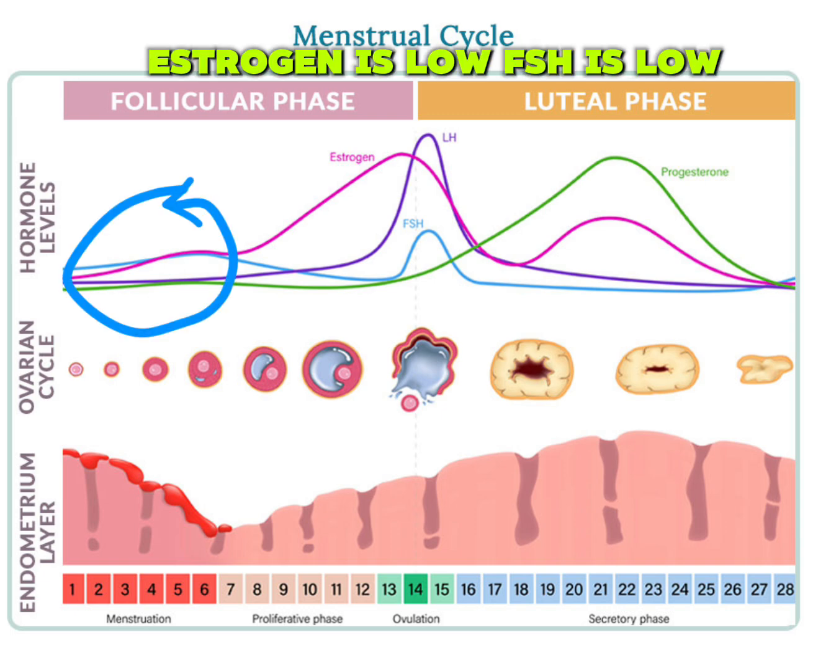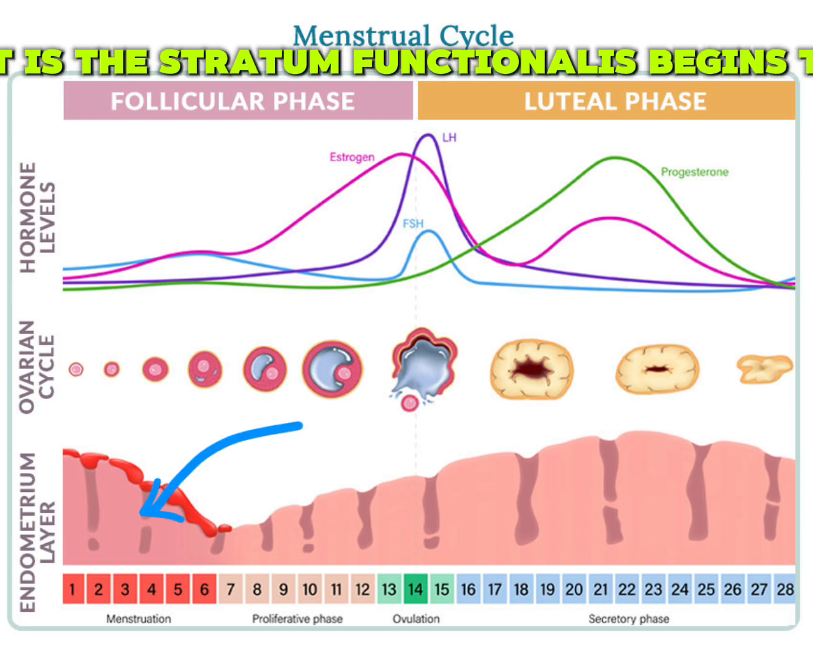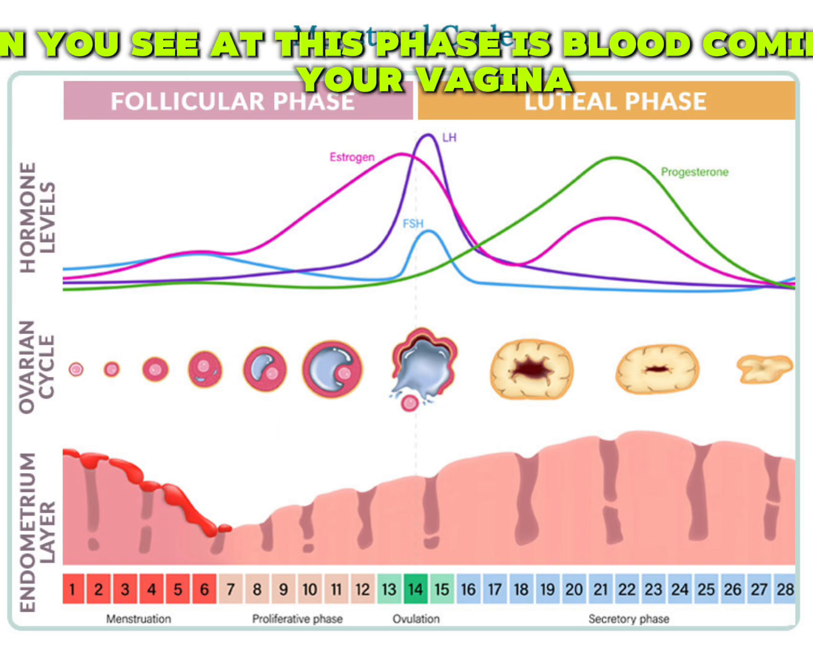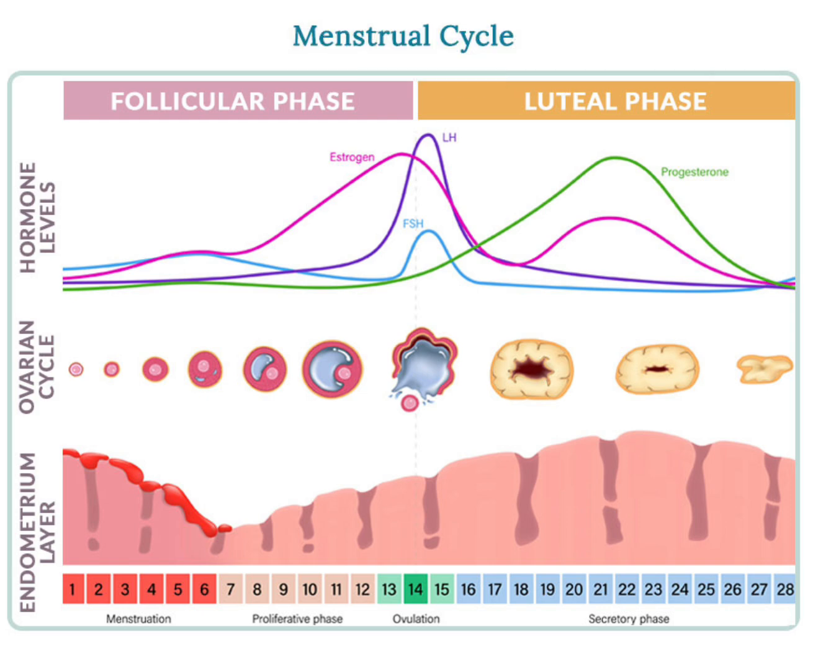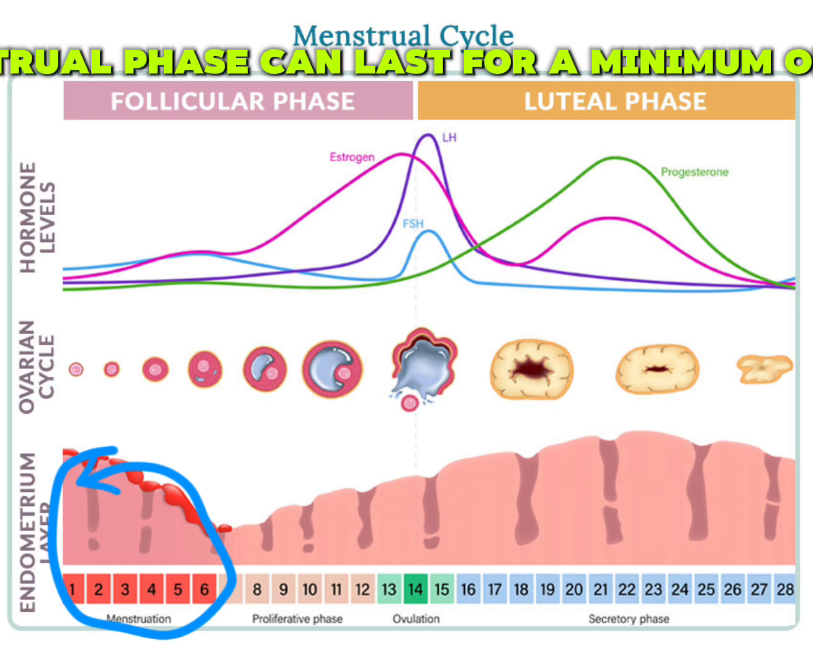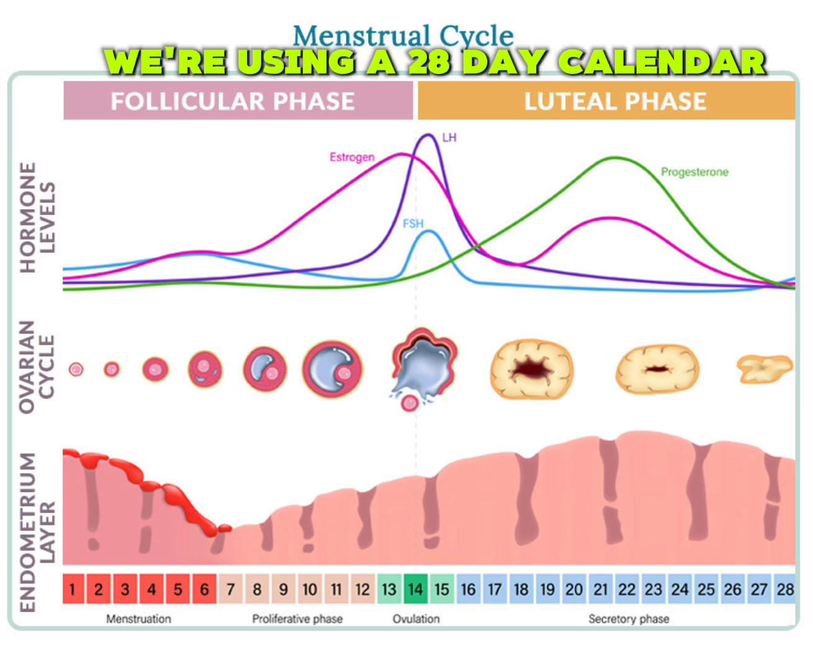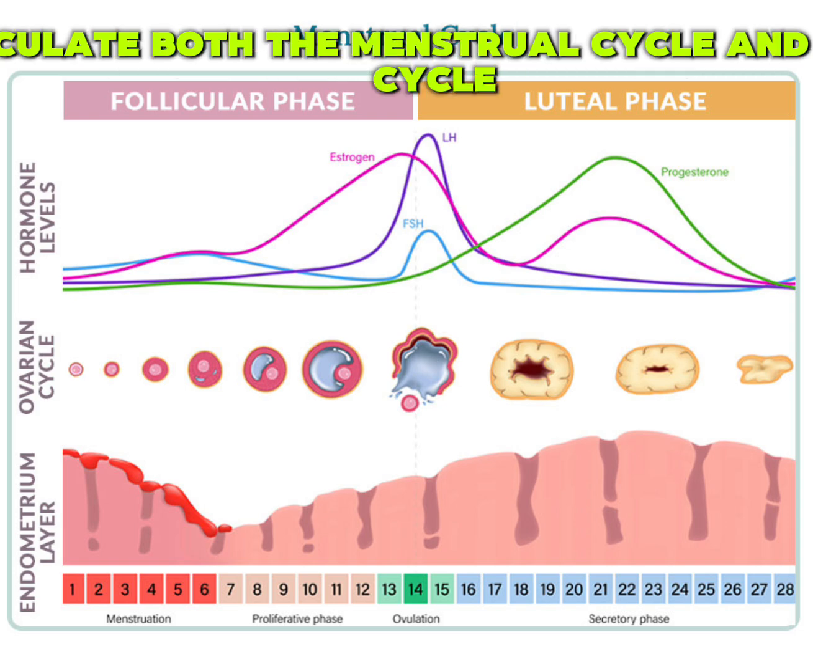Estrogen is low, FSH is low, progesterone is low. The uterine endometrium layer, that is the stratum functionalis, begins to shed. The sign you see at this phase is blood coming out of your vagina, and this period is referred to as menstrual phase. Menstrual phase can last for a minimum of 3 days and a maximum of 7 days. In this video, we're using a 28-day calendar to calculate both the menstrual cycle and ovarian cycle.